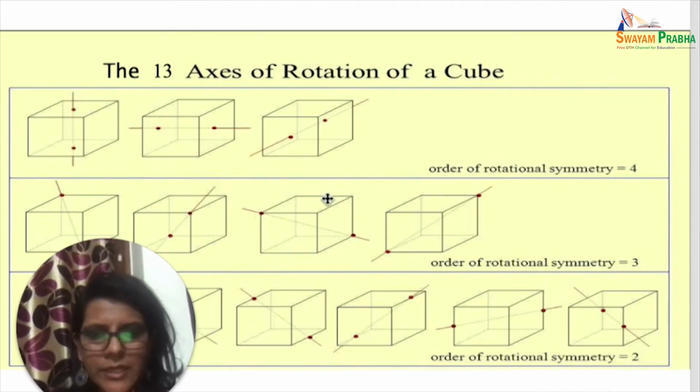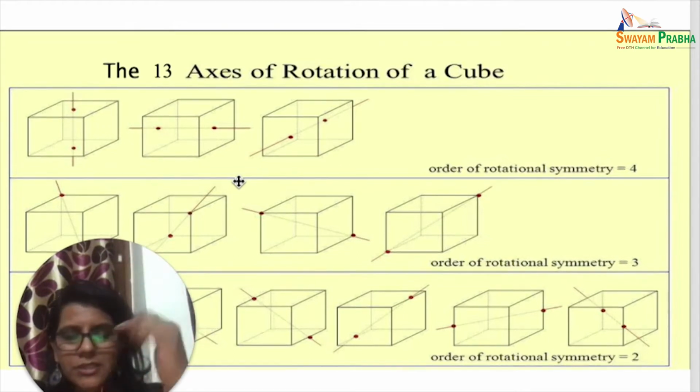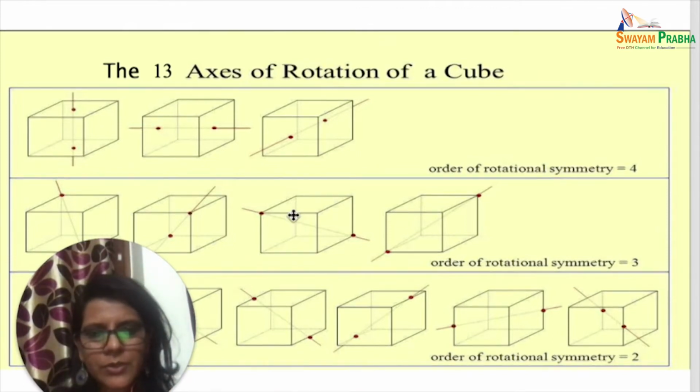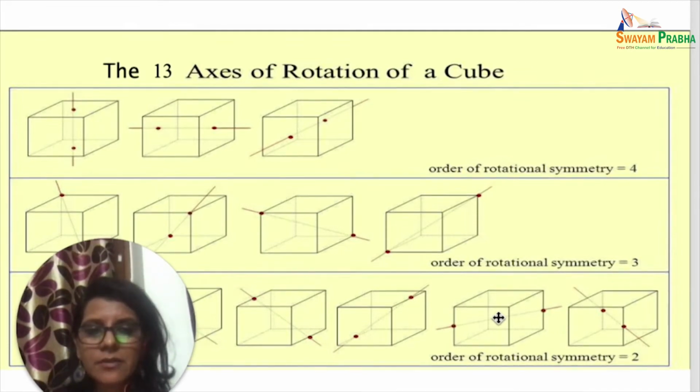Now let's look at the ones which are passing through the body diagonals. So just imagine the top front corner and the bottom opposite corner. These are the body diagonals. So through the body diagonals, you are getting rotational axes of symmetry, and these are threefold rotational axes of symmetry. Then there are the ones which are between the edges.